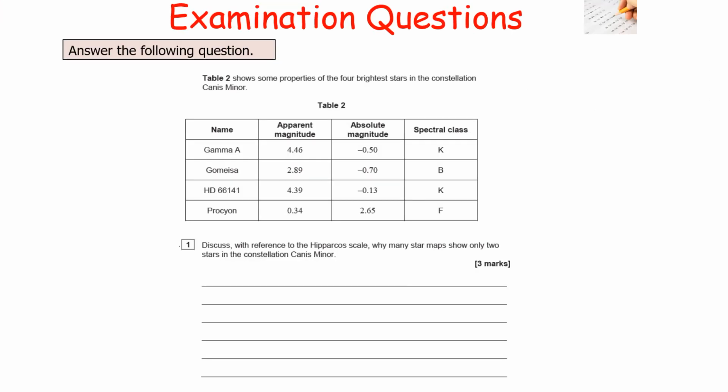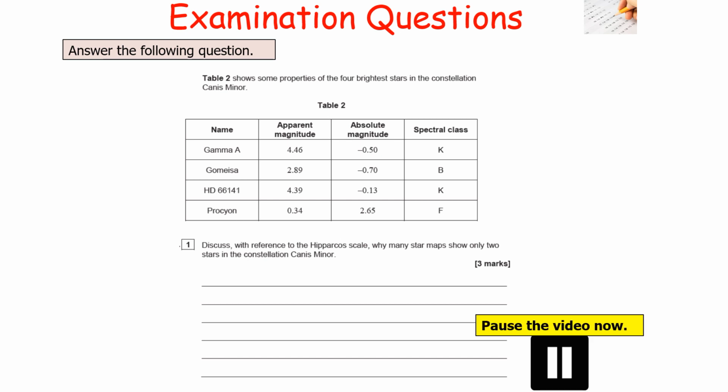Information. So the first question says, Table 2 shows some properties of the 4 brightest stars in the constellation Canis Minor. Discuss with reference to the apparent magnitude scale why many star maps show only 2 stars in the constellation Canis Minor. So pause the video now, then unpause the video when you want to go through your answer.